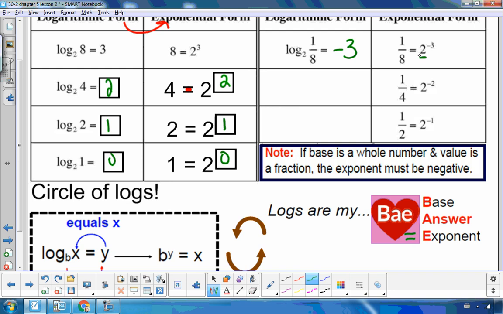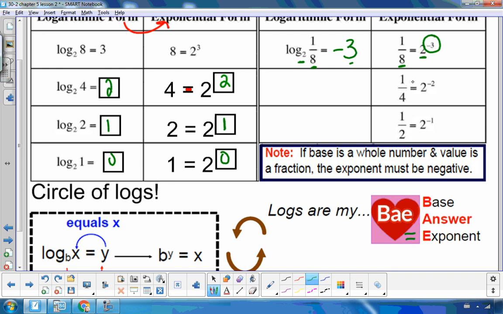So base, answer, equals exponent, equals the exponent. This will always work. So to go from log form to exponential, use the circle of logs. To go from exponential to logs, use bae.